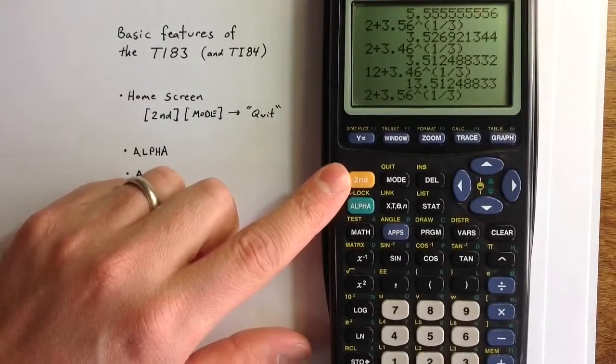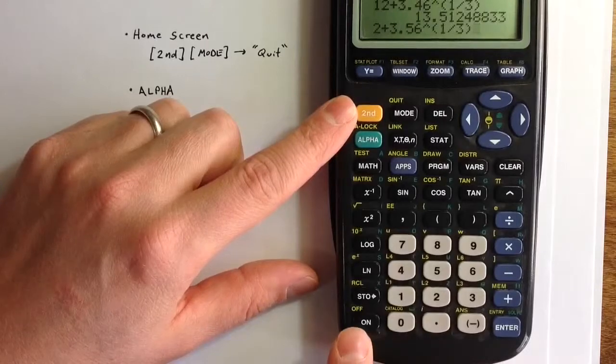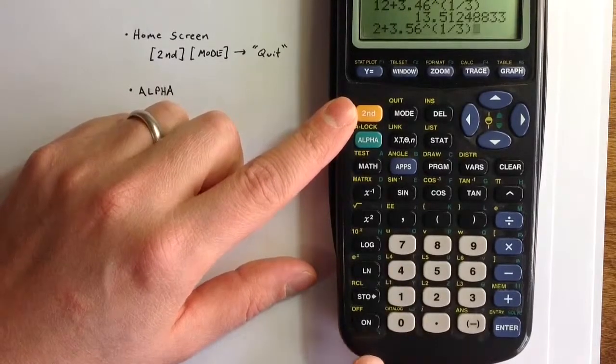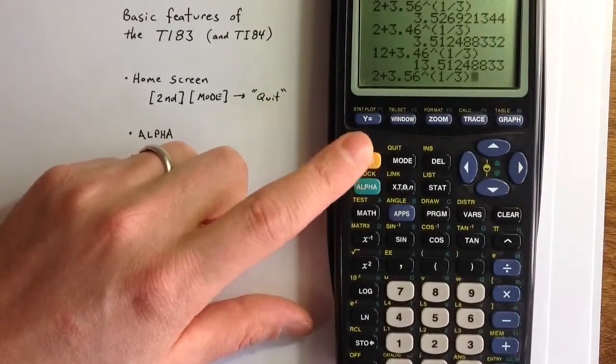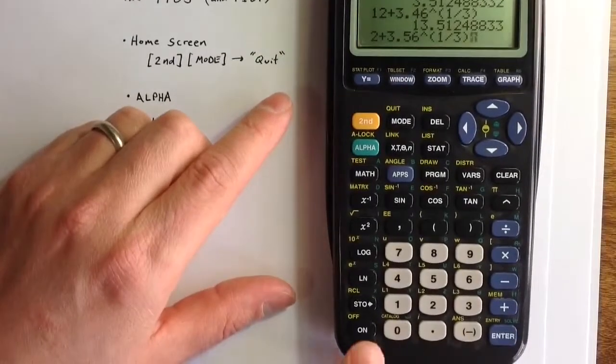And to turn off the calculator, the off command is above the on key. So to turn it off, you need to hit the second key first, and then the on key, and it'll turn it off.